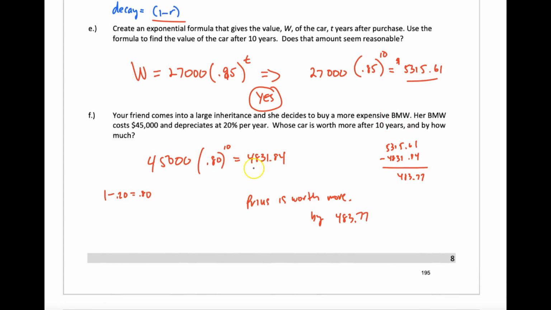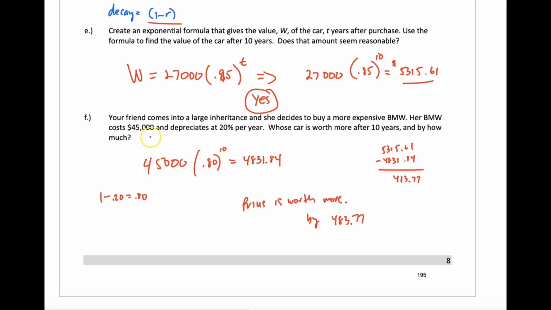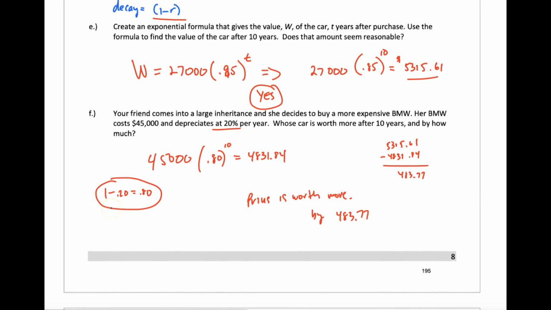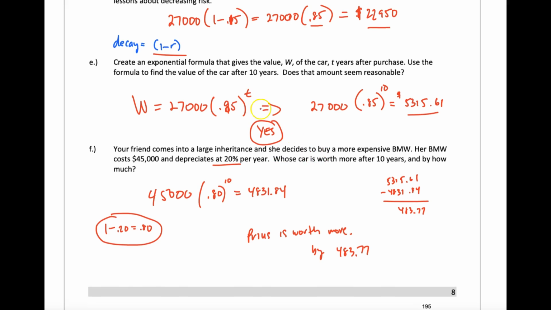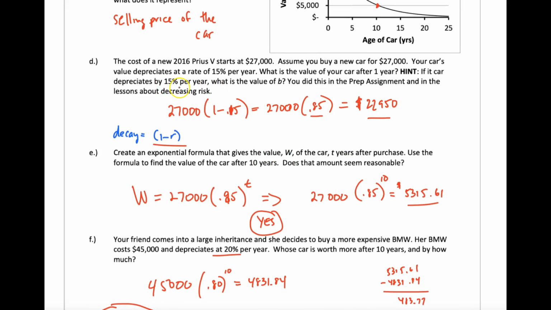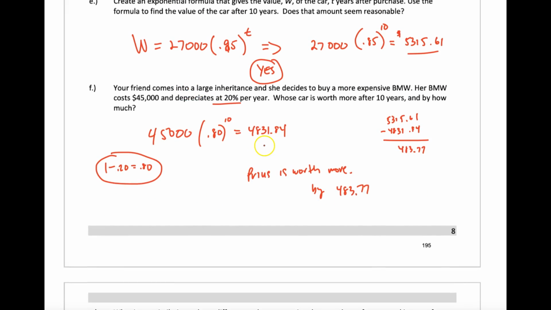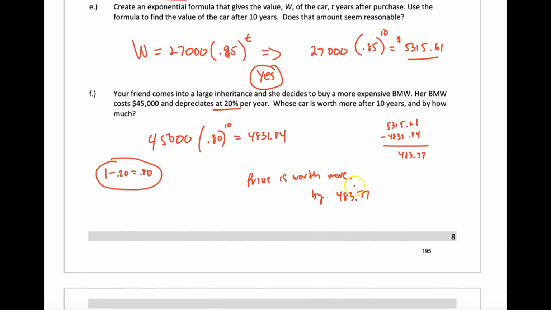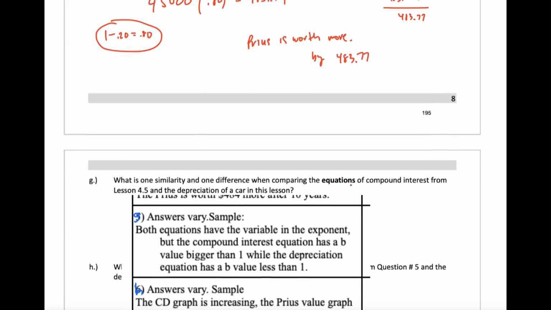Now, let's compare that to, let's say, someone who buys a BMW at 45,000, but that depreciates at 20%. Here's the situation. It's important to know right there, there's your 1 minus r, your 20%. And then you figure out what it's worth, and the BMW with 20% decrease is worth 4,800. And it's again because even though the starting value is cheaper for the Prius, it decays or depreciates at a smaller rate. And so that's what causes after 10 years the Prius to actually be worth more. And you can see how much more, $480 more.